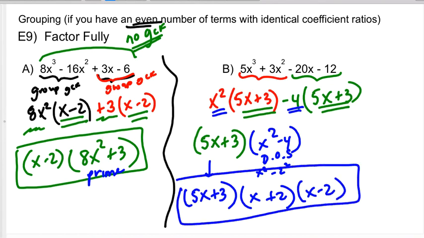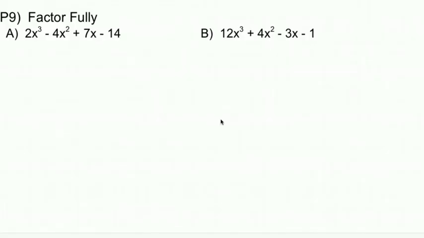All right, so I'm going to give you a P9 to try. All right, so as always, you can pause me if you want, but I'm going to go ahead and walk through P9. Again, pause me if you want to do it by yourself. So I'm going to go ahead and I see it's 4 terms. I see there's no GCF, so I'm going to group the first 2 and the last 2.